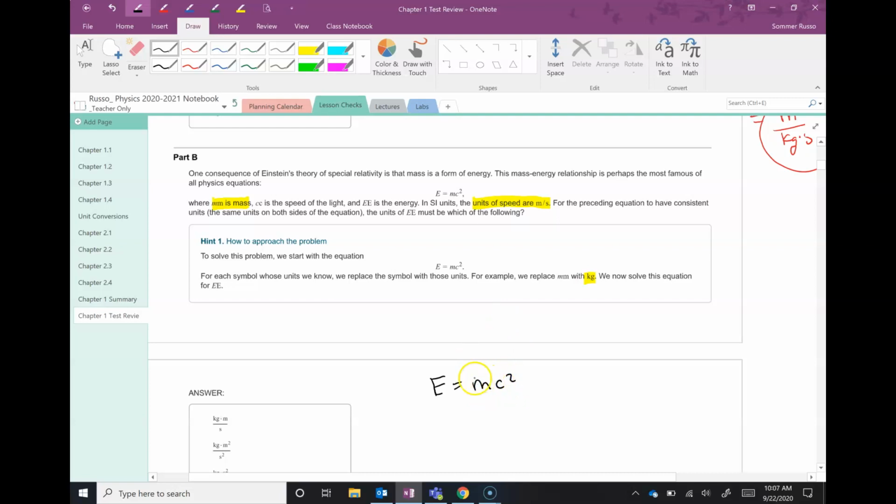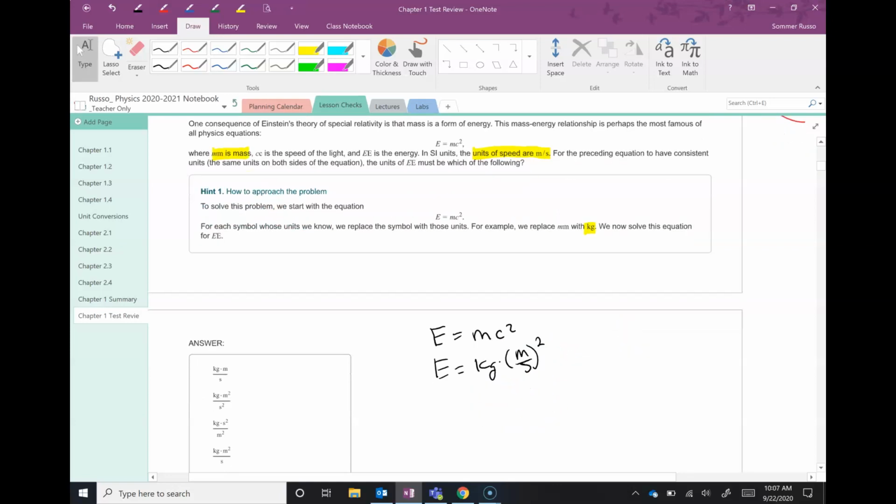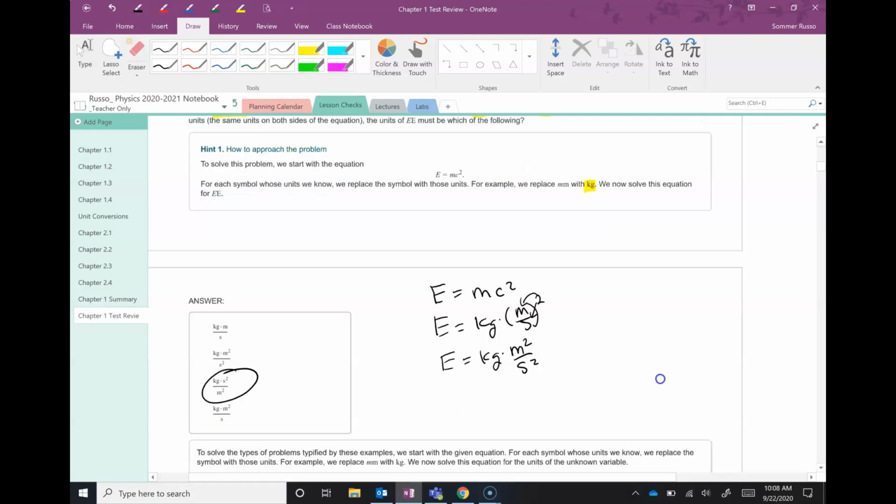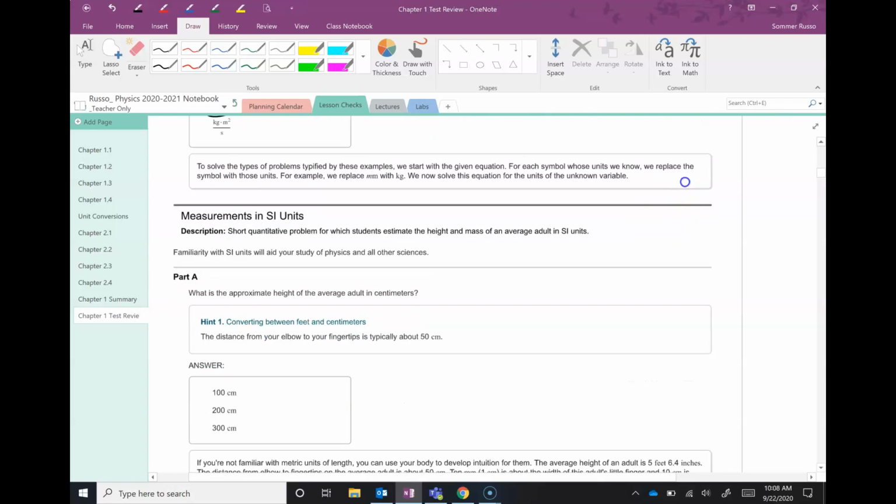This is a speed, this is a mass. So E is equal to kilograms times meters per second, and that term is squared. We do need to distribute that square through that expression. So E is equal to kilograms times meters squared over seconds squared. And that is this answer right here. We didn't mean to rearrange this one, but that is what that looks like.